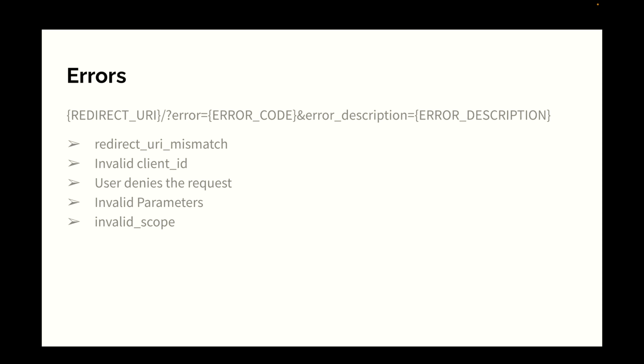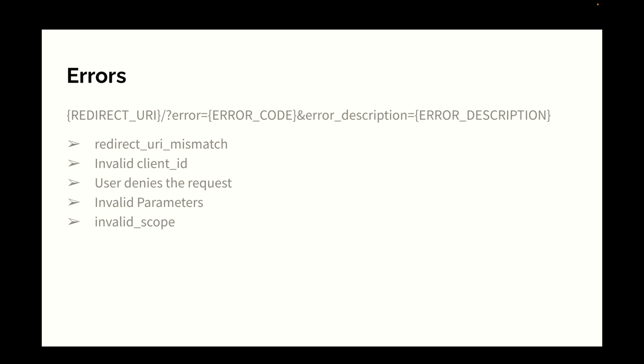Now we may get some errors as well. In that case, the errors will be reported at the redirect URI. The user will be redirected to the redirect URI with query parameters. First is error, which will be the error code. The second will be error description, which will be the description of the error. But you should not display that error description as it is to the user. Instead, you should handle them case by case.